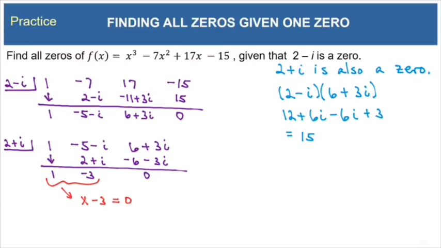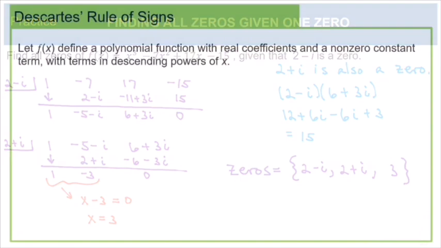So of course the zero we get from here is x equals 3. And now finally our 3 zeros are 2 minus i, 2 plus i, and 3.